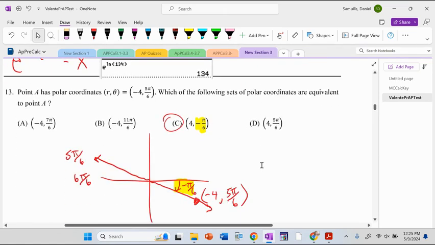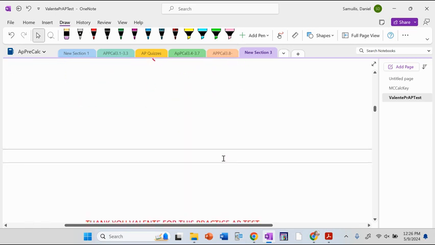Super fast on this. Negative 4 comma 5 pi over 6. 5 pi over 6 is in quadrant 2, but negative 4, you do the 180 graph of that. Well, this angle right here is directly negative pi over 6. 4 comma that lands right in that same spot. Nothing more to explain.